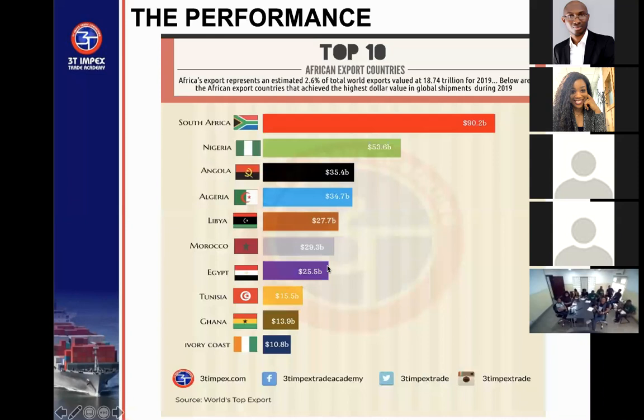So why do we need the AfCFTA? This is one of the reasons why we need the AfCFTA. Look at why we need the AfCFTA. Do you know that the EU, with a population of about 500 million people, is contributing 33% of world trade? However, about 70% of that trade is intra-EU trade. The reason why that is possible is because of the free trade agreement among the EU countries.